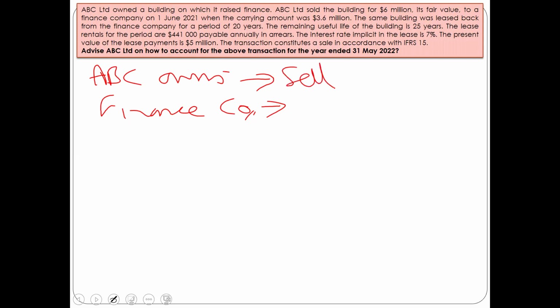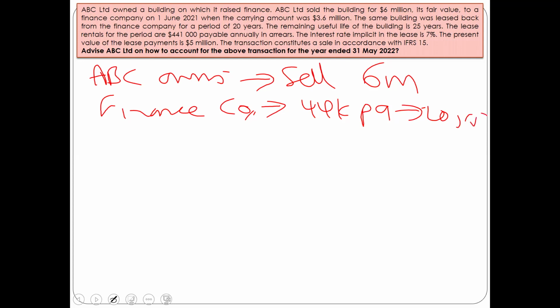We own the building, but we sell it. So we are going to sell this building, right? Then we sold the building for 6 million. So we are saying perhaps we received this 6 million after selling the building. Then after selling the building, we go to the company that bought the building and say, we want to continue using this building. So we want you to give us a lease. We are going to pay you 441,000 per annum for the next 20 years.